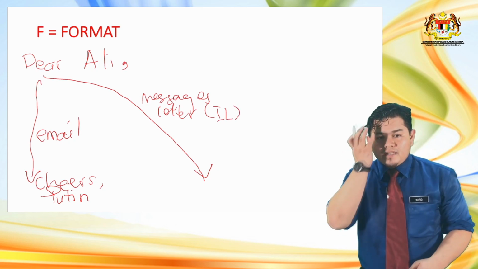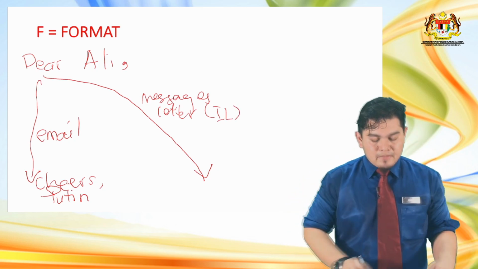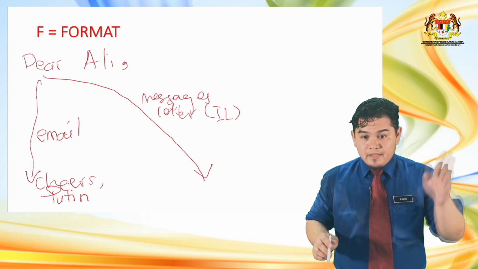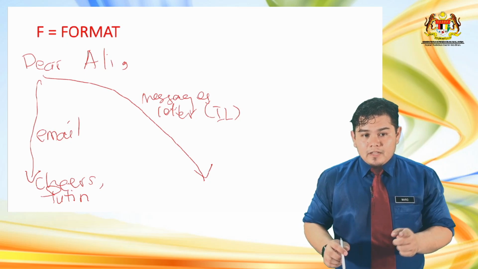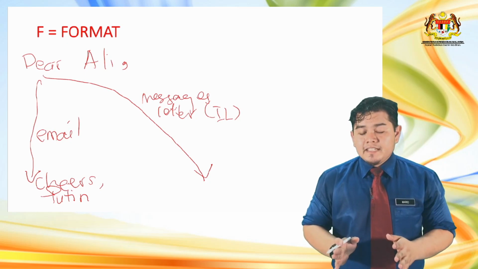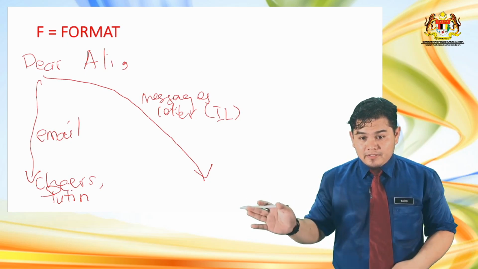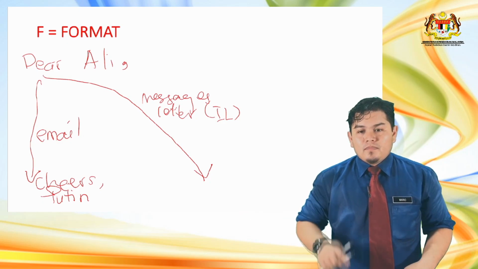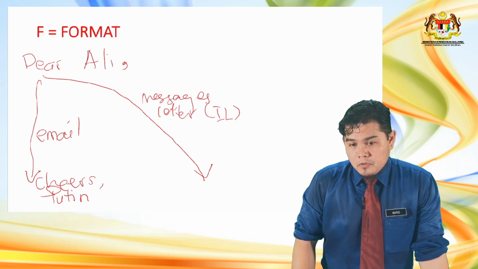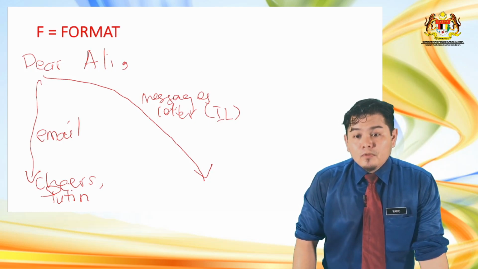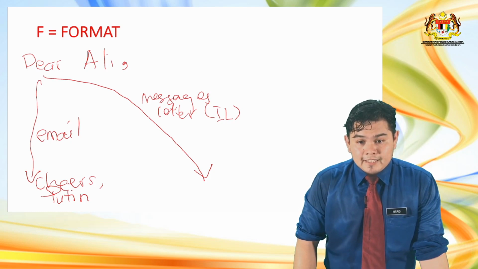So basically these are the things that you have to understand. Remember the arrow. When we talk about email, you go straight down for the signature. When we talk about other than emails, it goes to the right side. Now, do you have to be worried about the format? No, you don't have to be worried about the format, because most of the time the lembaga peperiksaan will provide you with the template.